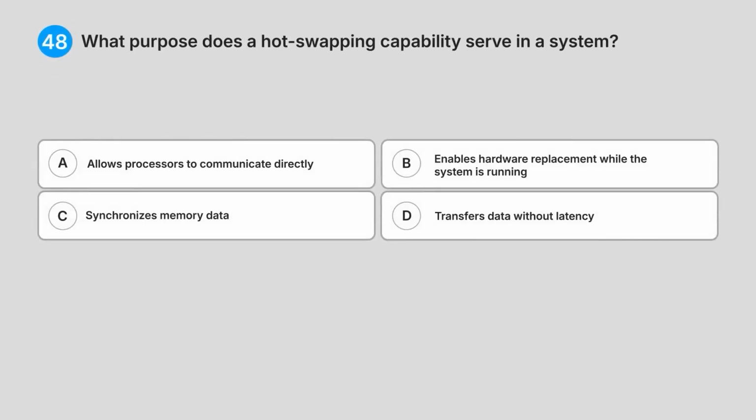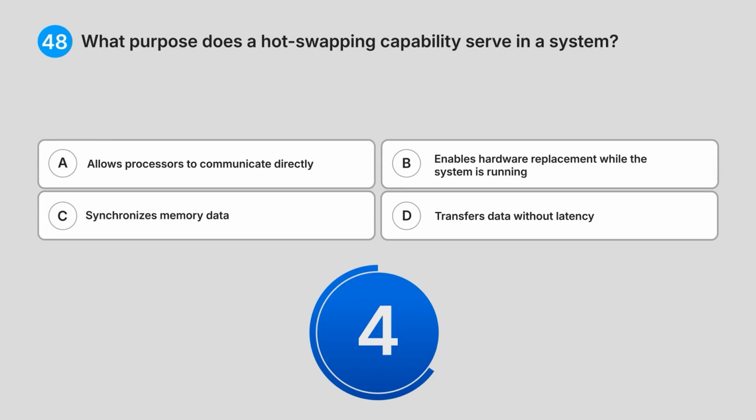48. What purpose does a hot swapping capability serve in a system? A. Allows processors to communicate directly. B. Enables hardware replacement while the system is running. C. Synchronizes memory data. D. Transfers data without latency. Can you guess the answer?